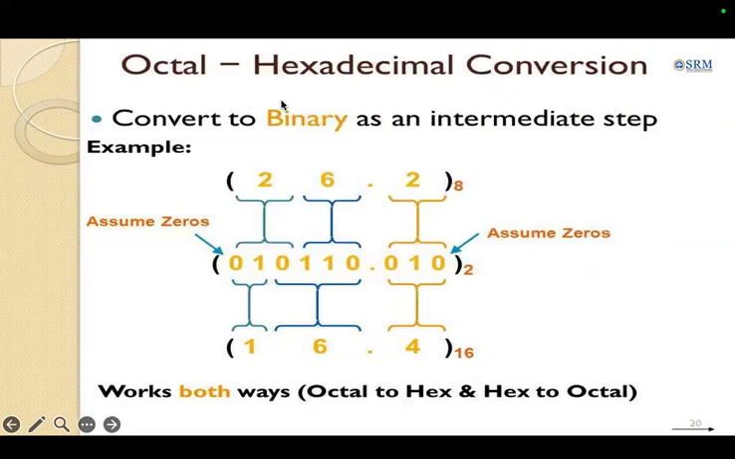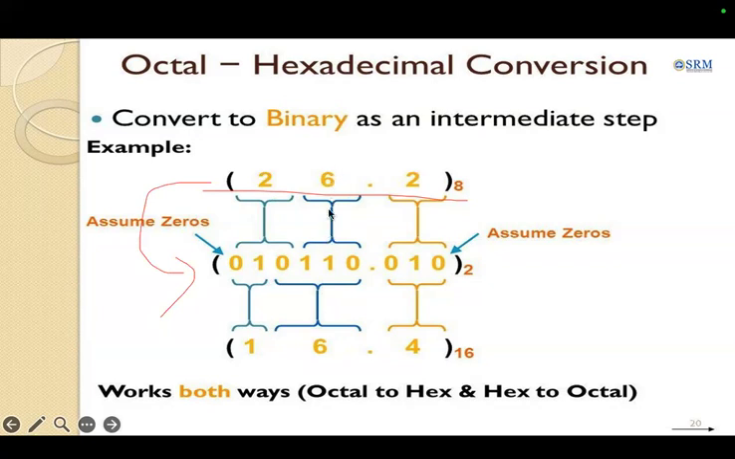Now, for octal to hexadecimal conversion, directly you cannot do it. You have to use either binary in between or decimal in between. You can convert the octal to decimal, which we already discussed, and then convert to hexa, or convert octal to binary and then convert back to hexadecimal. Here, this is an octal number. So convert this into binary first. How to convert octal into binary?